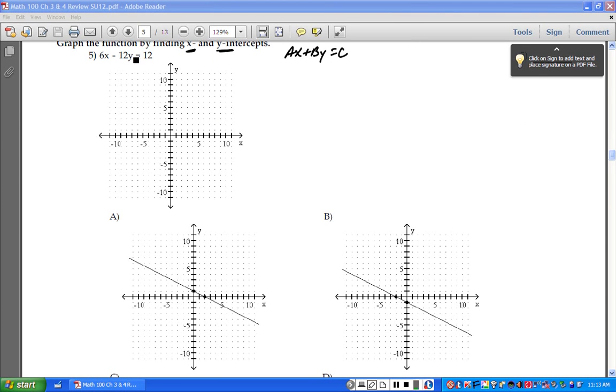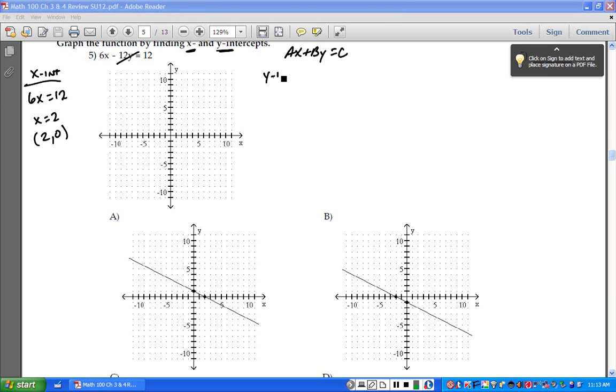In this case, I find my x-intercept by making y 0. If y is 0, 0 times 12 is 0. So that would disappear, and you just have 6x equals 12. And so x would be 2. And your point would be (2, 0) for the x-intercept.